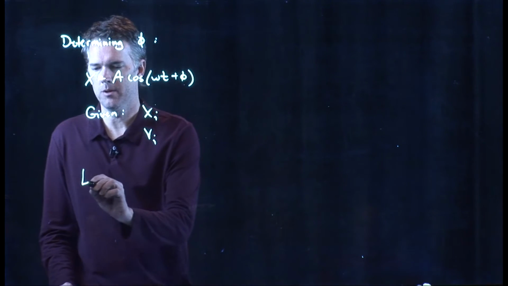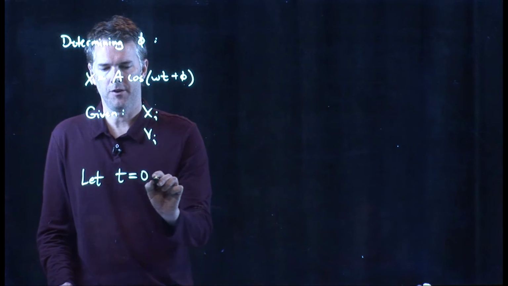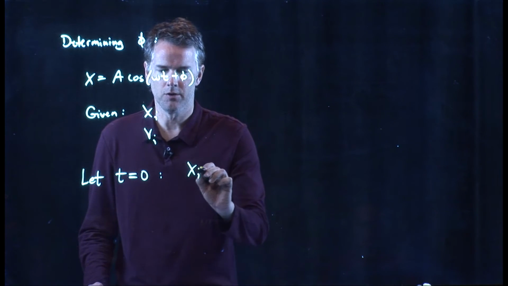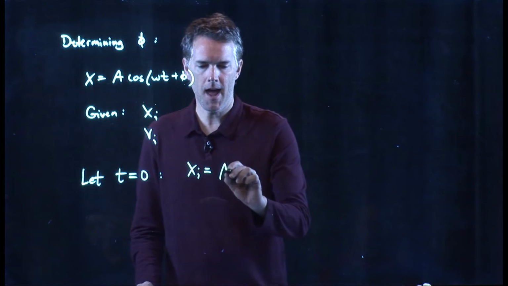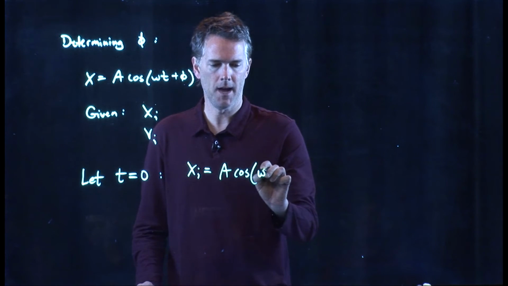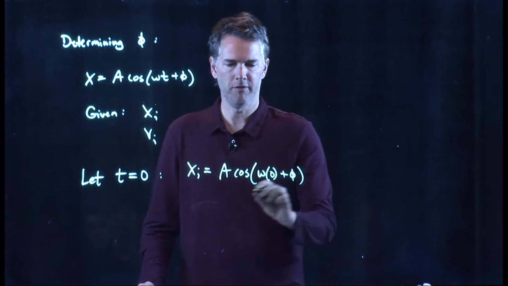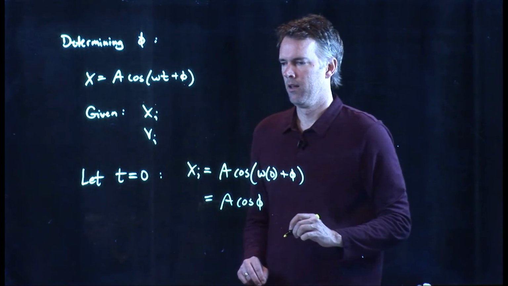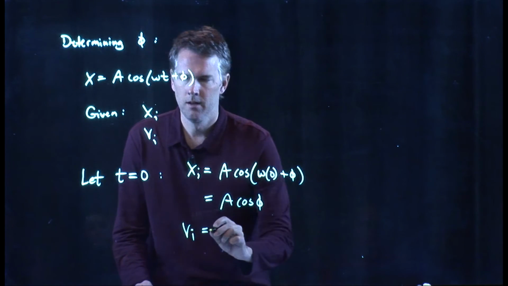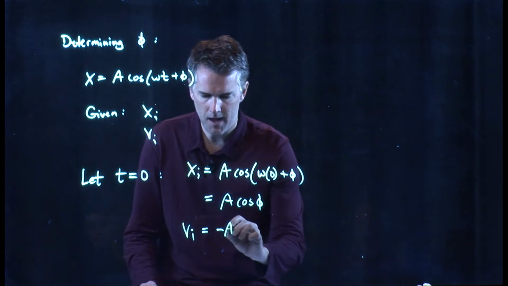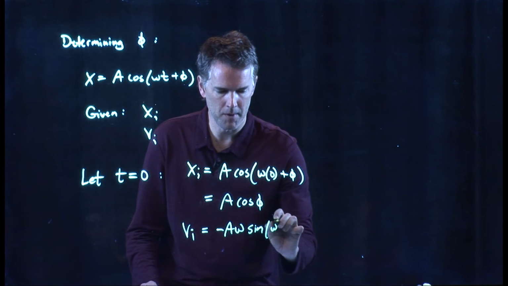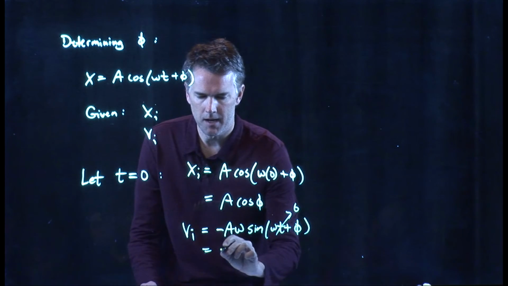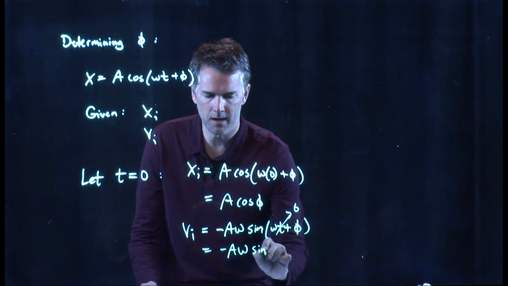Well, the way we do it is the following. Starting conditions means that t equals 0. And that means that x initial, according to this equation, is A cosine of omega times 0 plus phi. So this just becomes A cosine phi. Initial velocity we know was negative A omega sine of omega t plus phi, but we're going to let t again equal 0, and so we get negative A omega sine of phi.